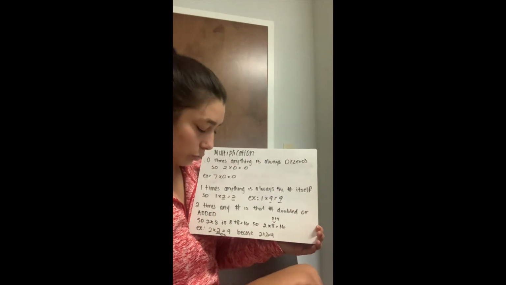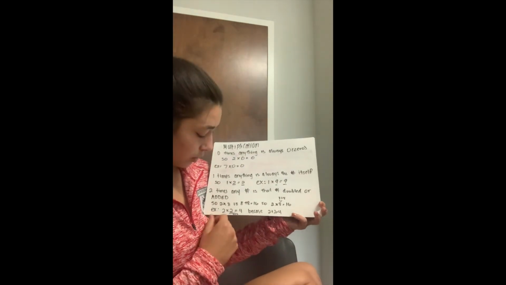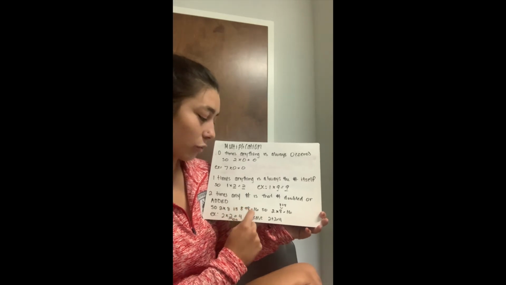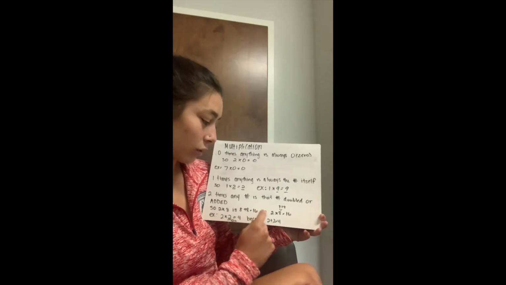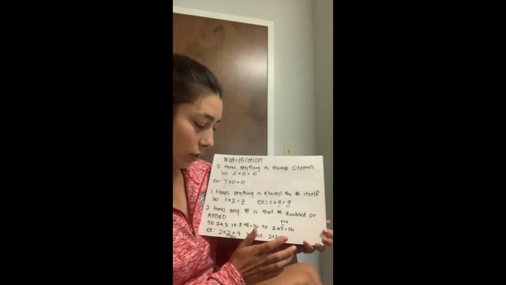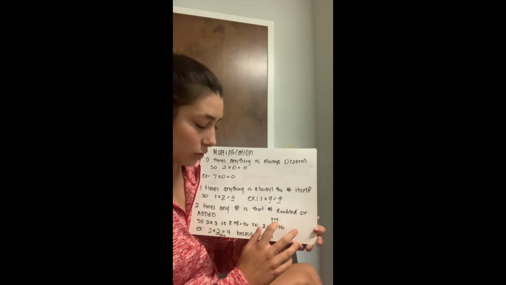And then 2 times any number is that number doubled or added, just like we previously learned how to do addition. So 2 times 8 is the second number, so 8 plus 8, which equals 16. Or, as you can see here, it's the 8 right here, you're going to double it.